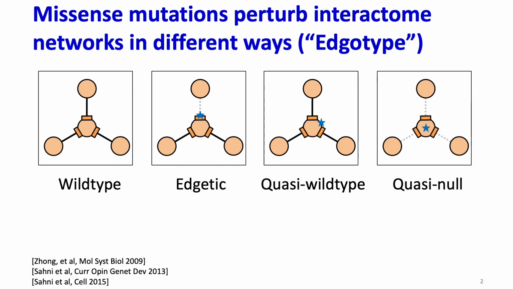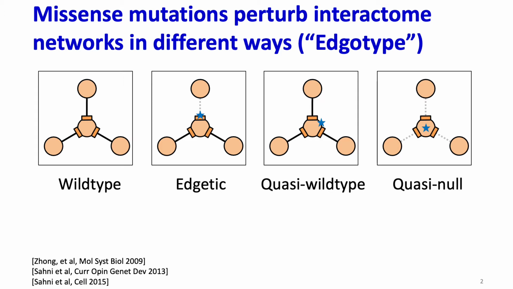A key area of investigation in network biology is to use protein interactome networks and other types of biological networks to make sense of the functional impact of mutations. Different missense mutations are known to cause different patterns of interaction or edge perturbation in interactome networks, and we call these different edge perturbation patterns edgotypes.